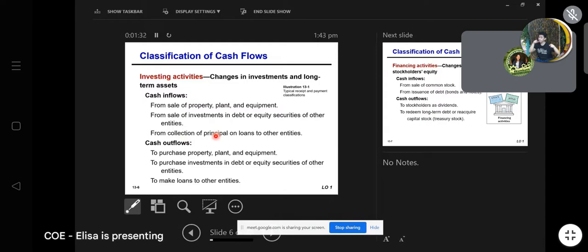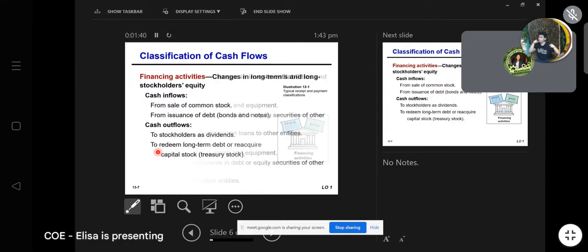So, inverse lang, no? Para mas dali nato siyang masabtan. Okay, so these are investing activities.